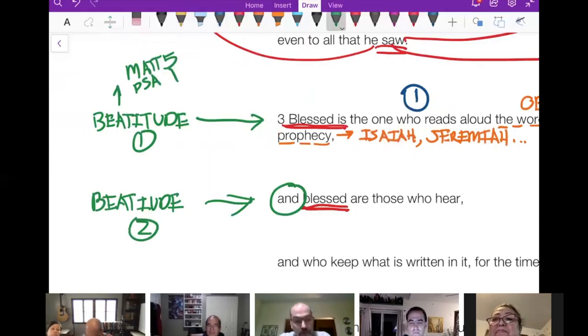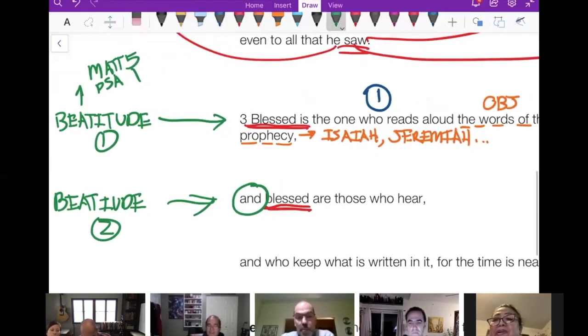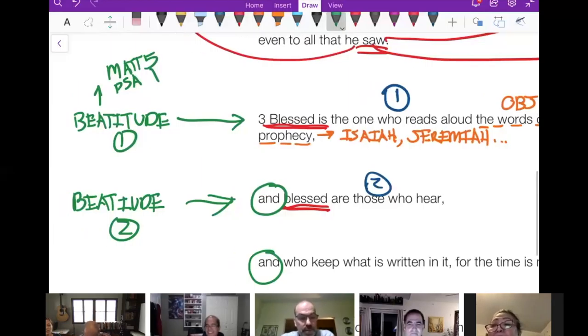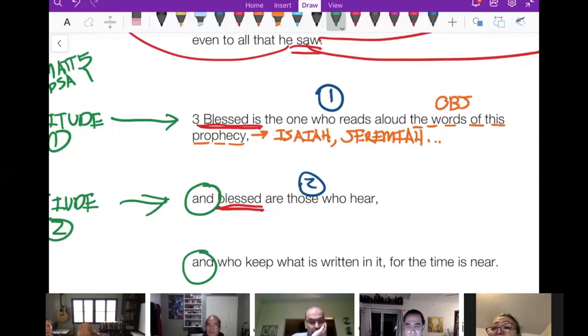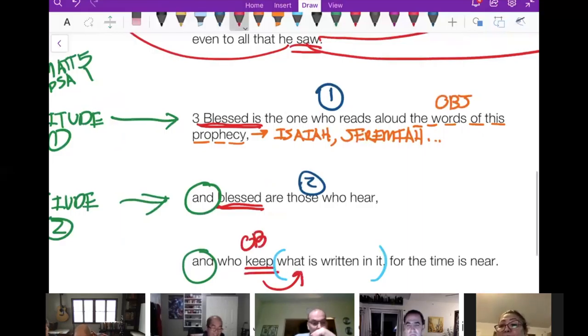Number two. Blessed is the one who reads aloud, and blessed are those who hear. And so this is a three-part blessing. You only get the blessing if all three. Keep it written. And look at this. Blessed are those who keep. Wow. Keep. So read, hear, and keep. This is obey, literally obey.